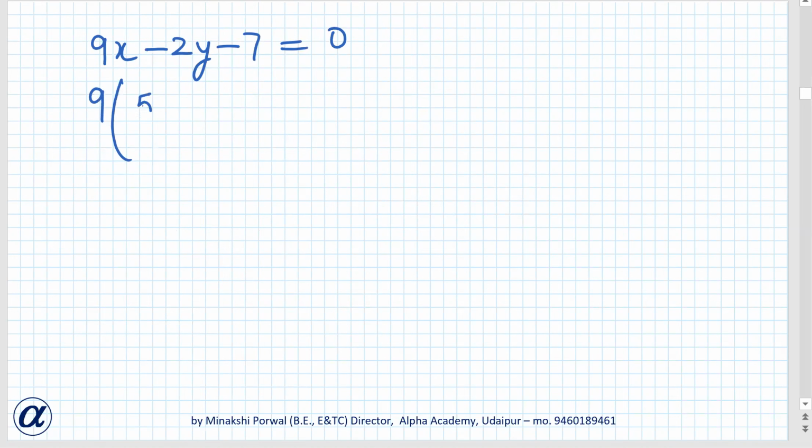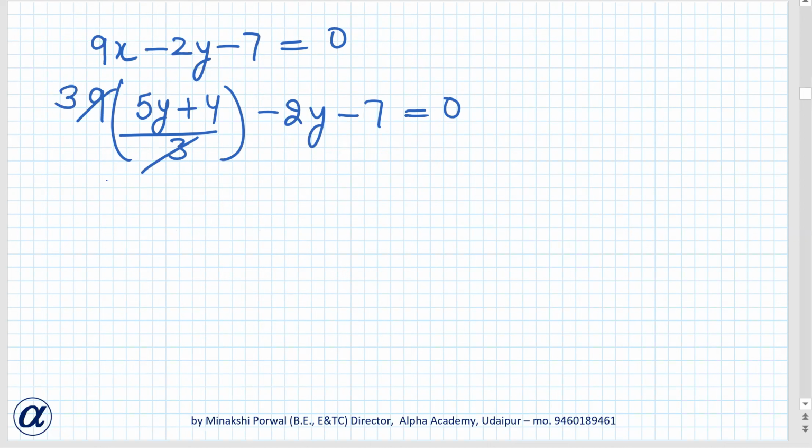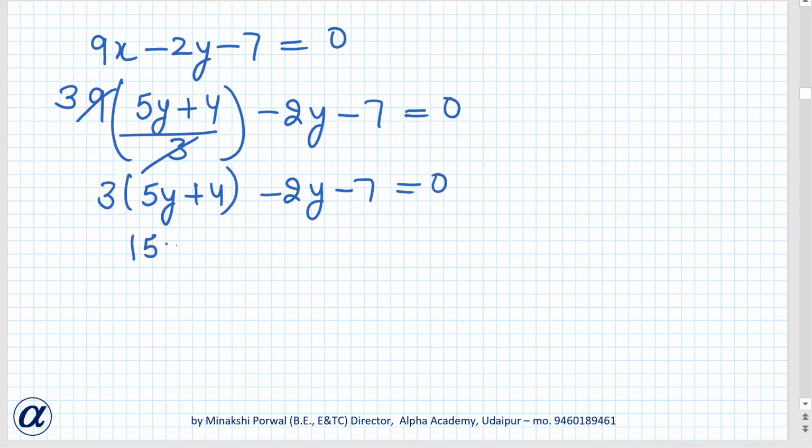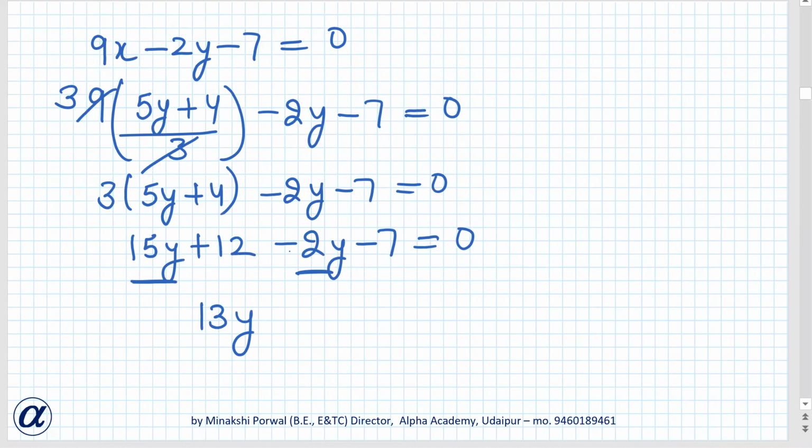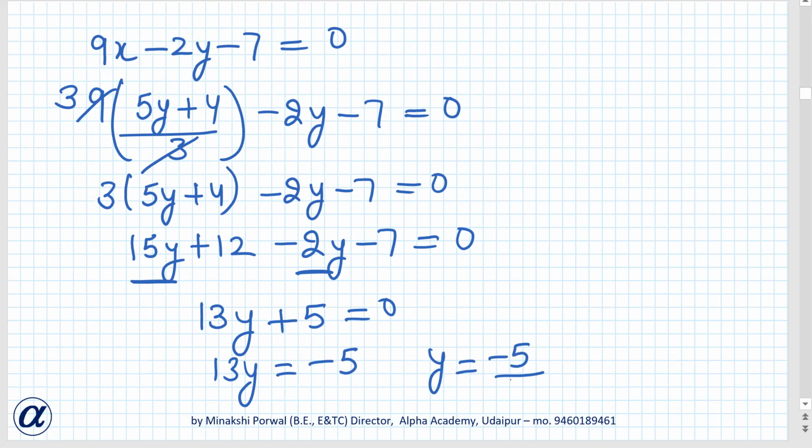So 9 into 5y plus 4 upon 3 minus 2y minus 7 equals 0. So this and this cancel. 3 into 5y plus 4 minus 2y minus 7 equals 0. So 15y plus 12 minus 2y minus 7 equals 0. 15y minus 2y is 13y. 12 minus 7 is 5 equals 0. So 13y equals minus 5. y equals minus 5 by 13. This is the value of y.